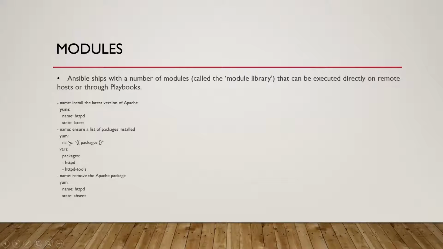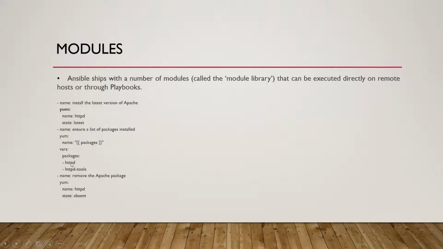So here I can see I have defined a name as an input variable, and I have passed the vars here. So yum is a module I'm using here. Name is the subcomponent or the input parameter we passed with the yum. What all packages are we checking for? We are checking for httpd and httpd tools. So vars is nothing but the variables we are passing in this input.